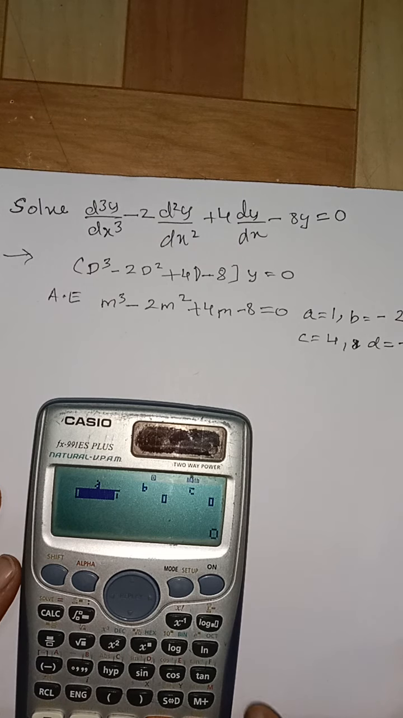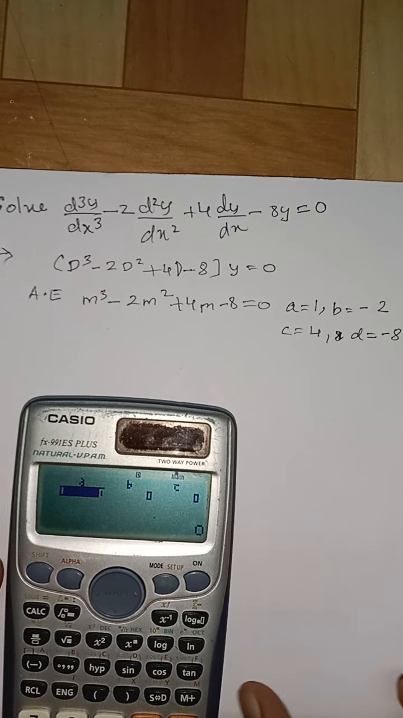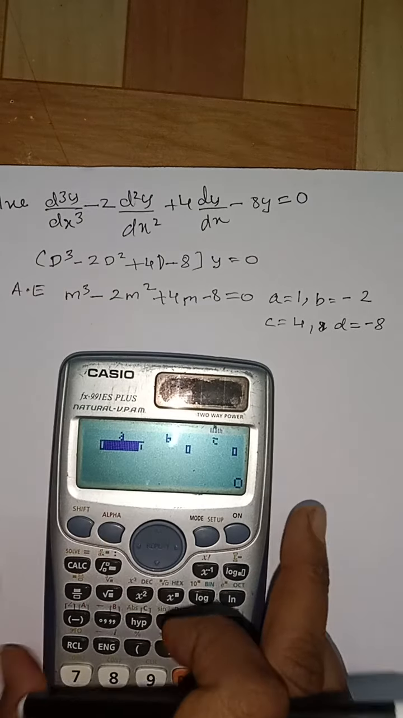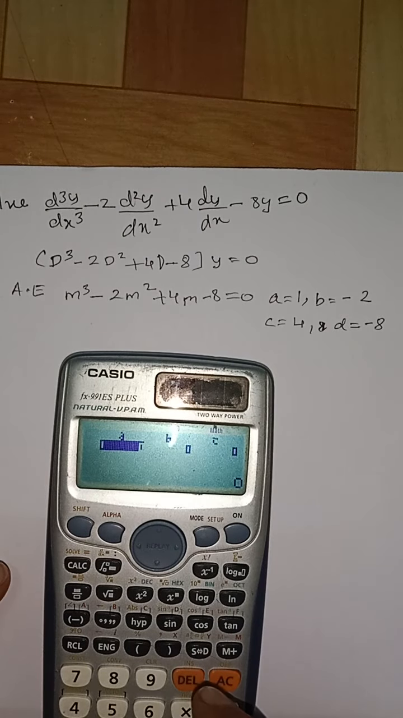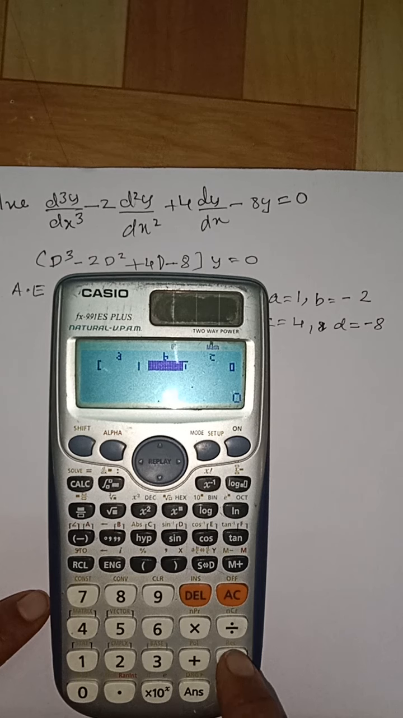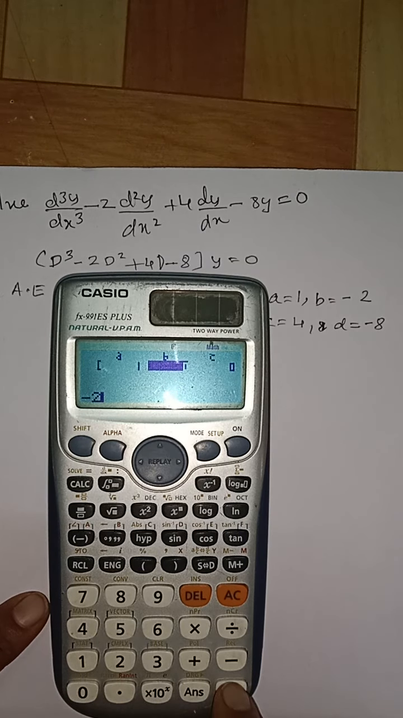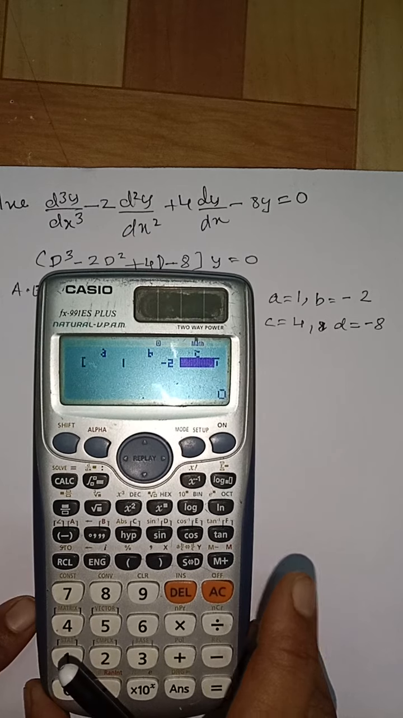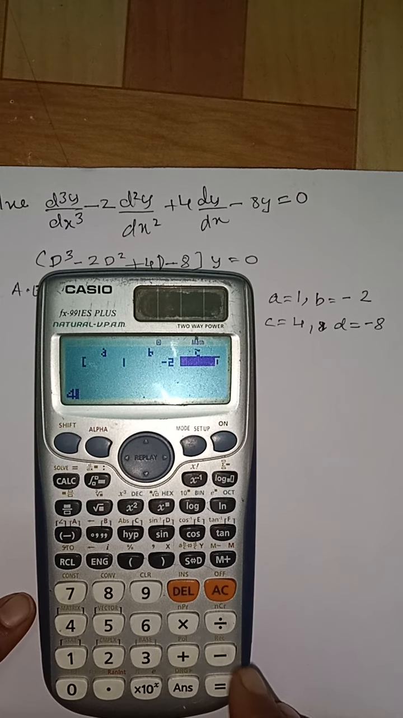So substitute these values of a, b, c and d in this. The value of a, let me press 1, then press equals to, then b is minus 2, then press equals to, value of c is 4, then again equals to, and value of d is minus 8, again you say equals to, okay, then again press equals to.